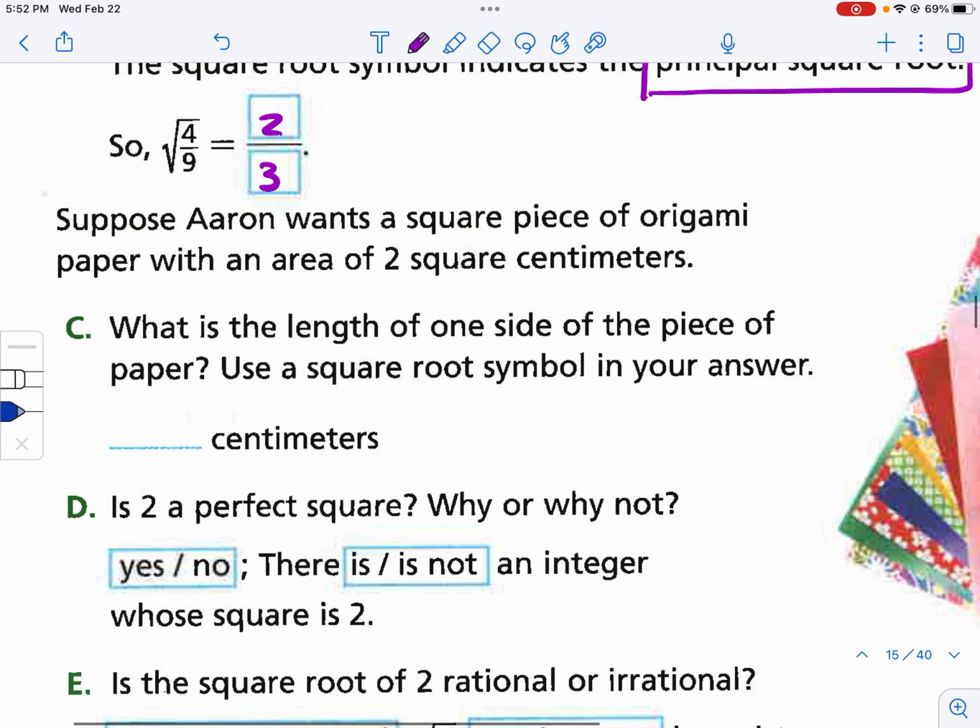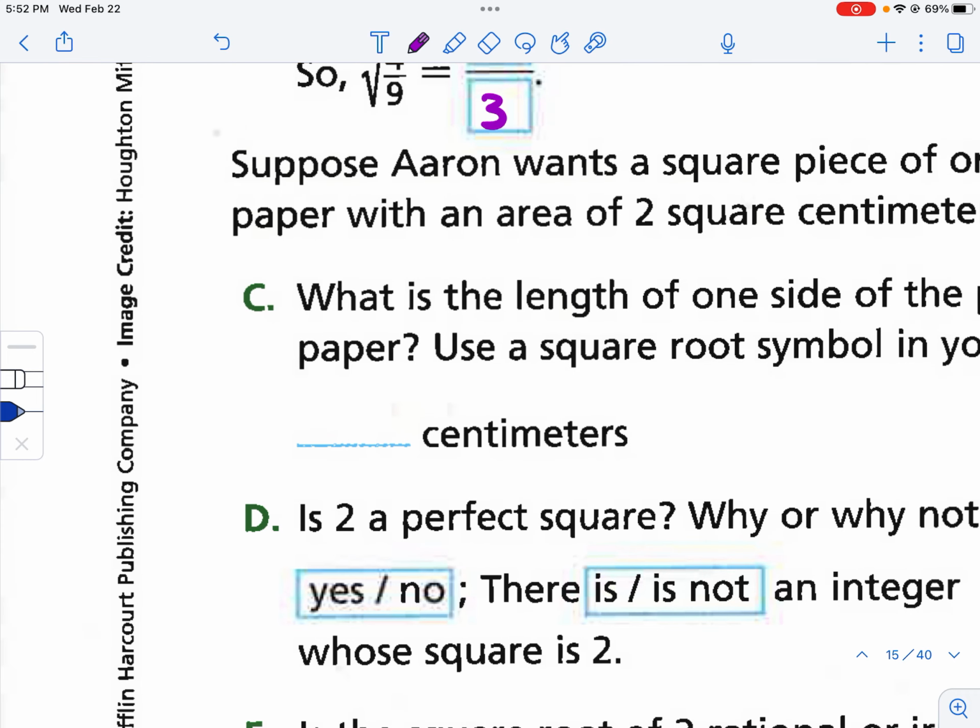Suppose Aaron wants a square piece of origami paper with an area of 2 square centimeters. What is the length of one side of the piece of paper? Use a square root symbol in your answer. The square root of 2.